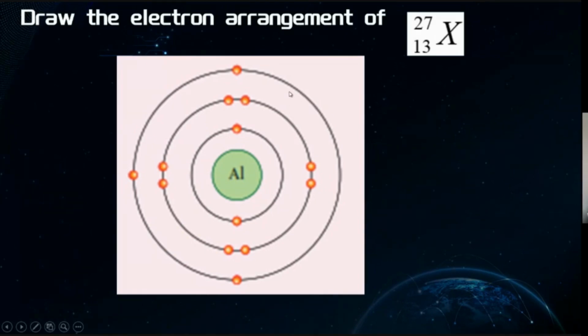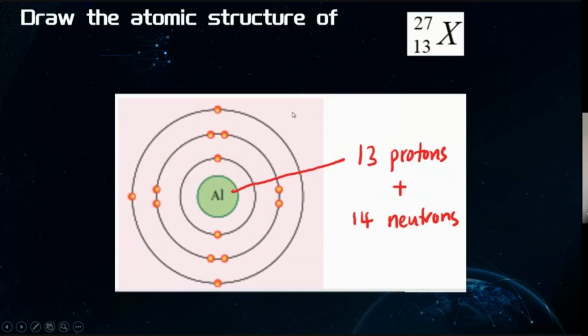Then another one is the atomic structure. The only difference from the electron arrangement is that it has the protons and the neutrons. You have to mention how many protons and how many neutrons.